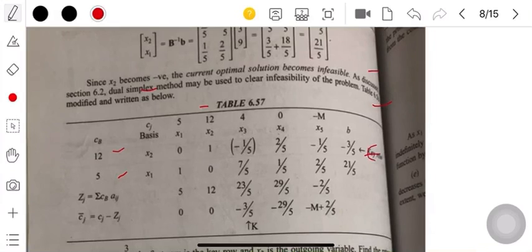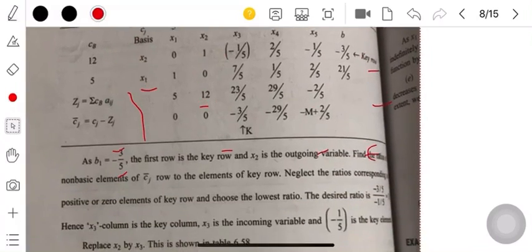Now check the negative values only. Is there any negative value? Yes, we have minus 1 by 5 and minus 1 by 5. Now we have to calculate the ratio for these, and we have to select. So after selecting, we are going to get the value minus 3 by 5. Just try to solve this problem using the dual simplex method.